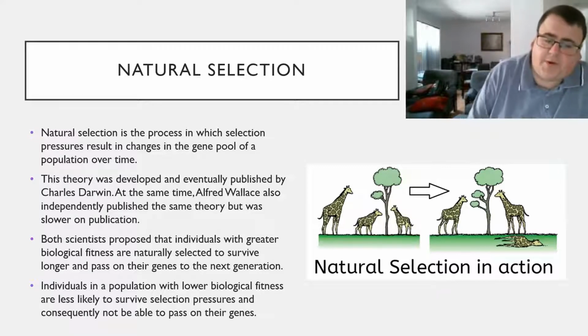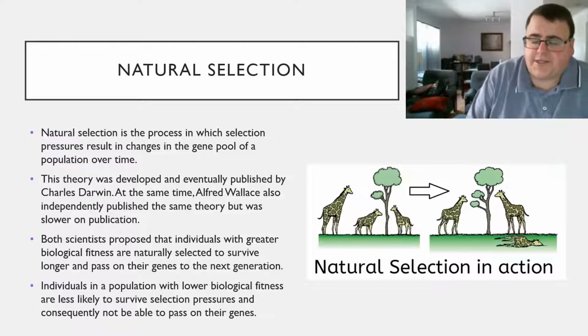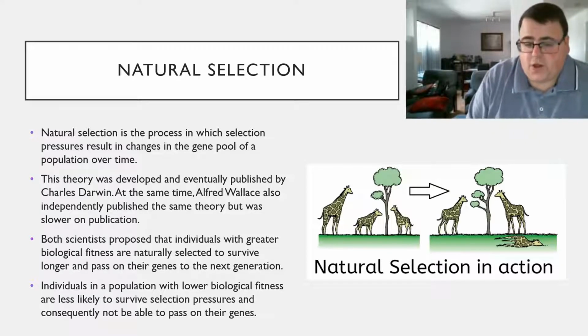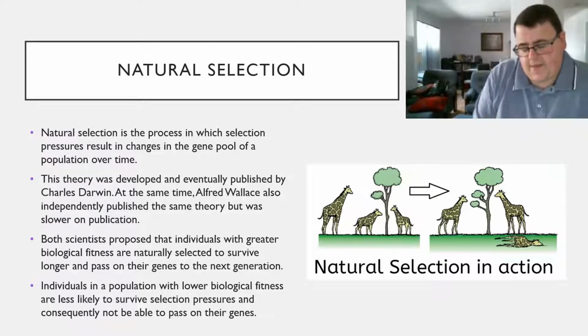Both of those scientists proposed that individuals with greater biological fitness are naturally selected to survive longer, and then their genes were passed on to the next generation. Individuals in a population with lower biological fitness are obviously less likely to survive those selection pressures, and they'll not be able to pass on their genes, as we can see with the short giraffes in that diagram.